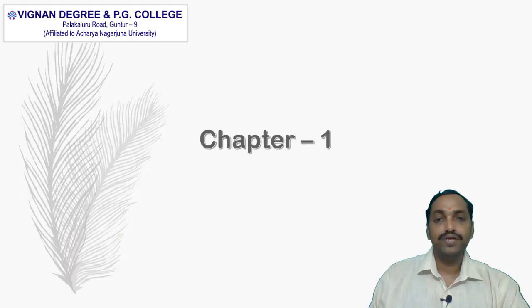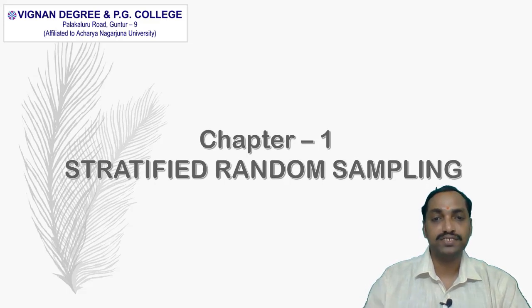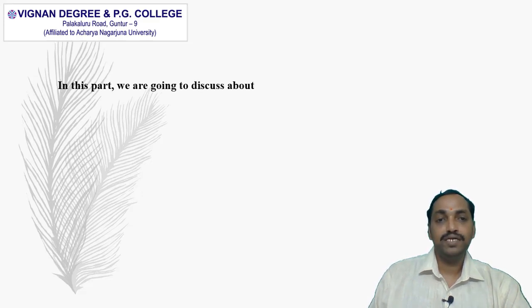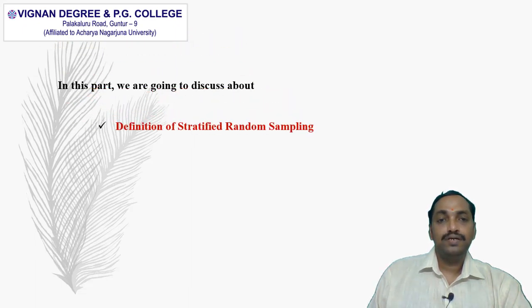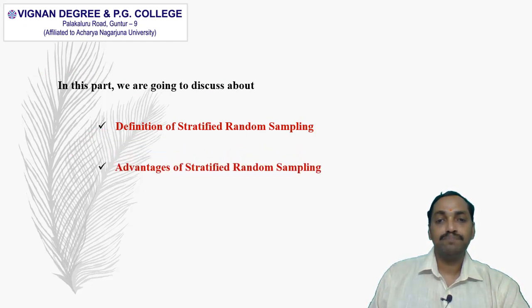In this part, we are going to deal with chapter 1, that is stratified random sampling. Again, stratified random sampling is divided into several parts. This video is the first part. In this part, we are going to discuss the definition of stratified random sampling, advantages of stratified random sampling, notations and terminology.